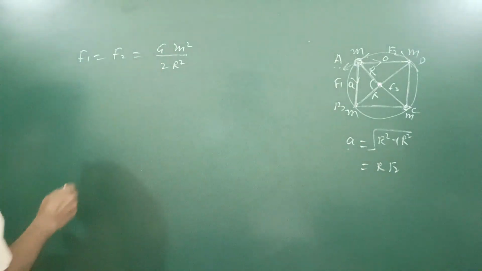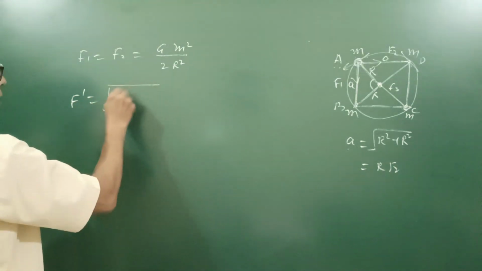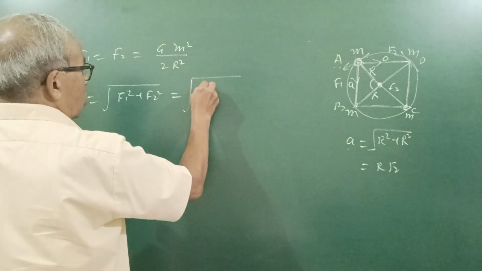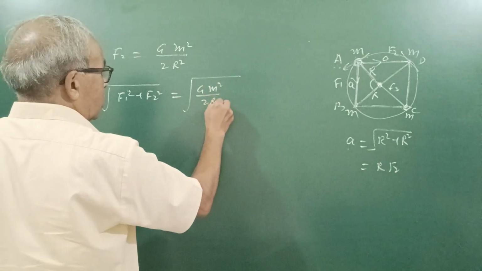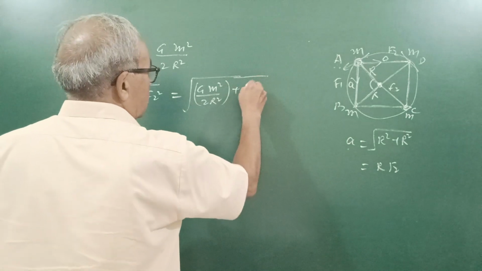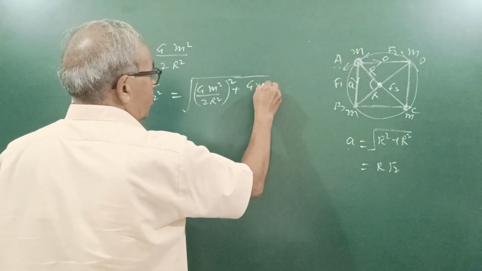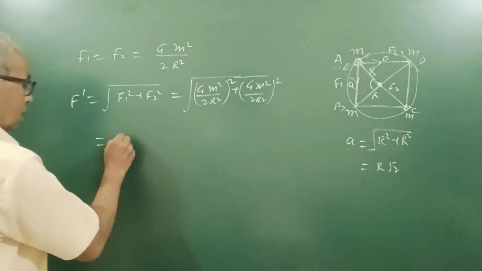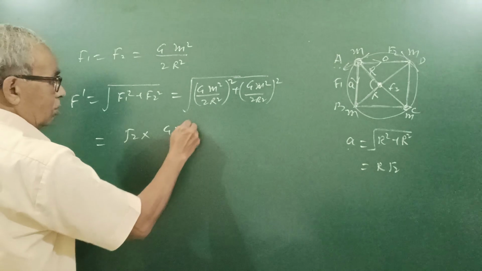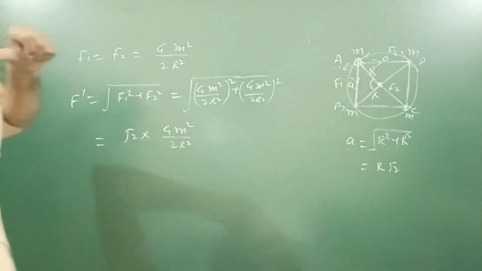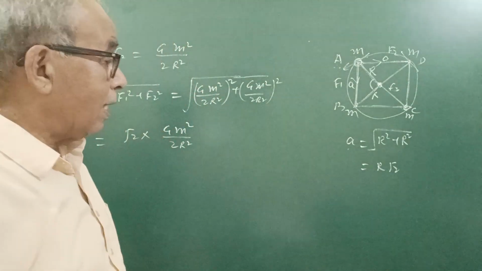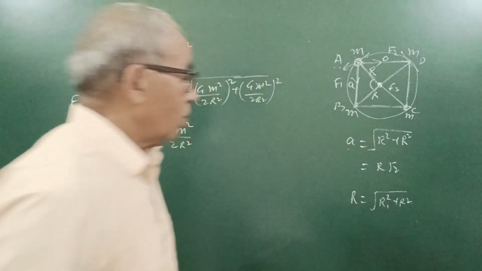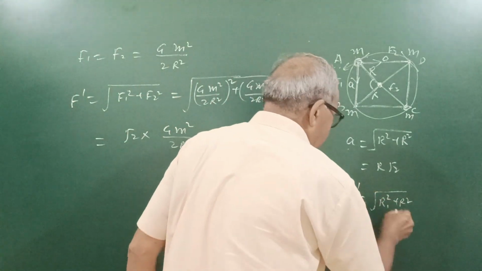The resultant of these two, let it be F', is under root F1² plus F2², which equals under root (GM² upon 2R²) whole squared plus (GM² upon 2R²) whole squared. So it will be root 2 into GM² upon 2R². Actually, if two forces are at right angle, from the law of parallelogram, the resultant is under root R1² plus R2². So it is R root 2.